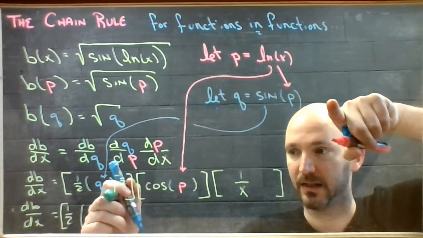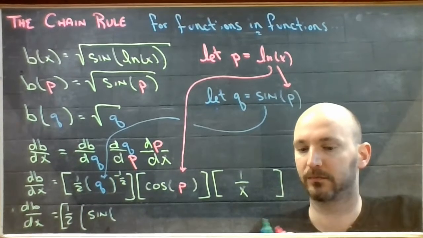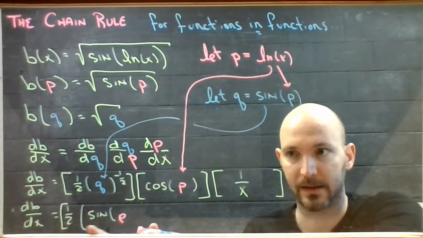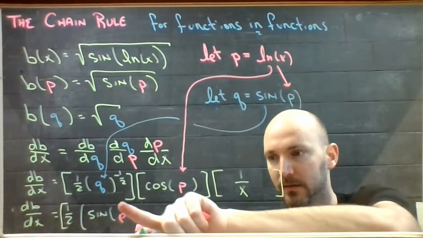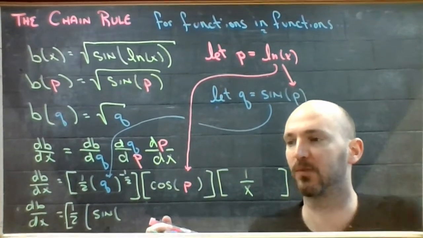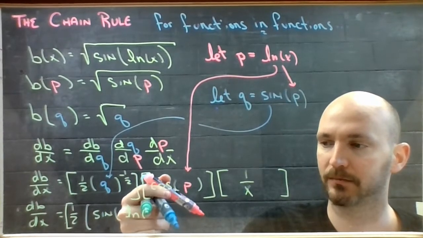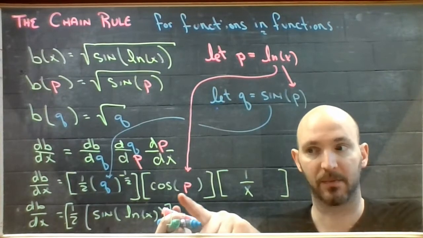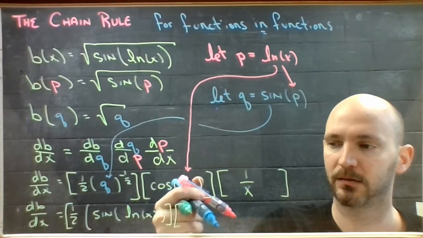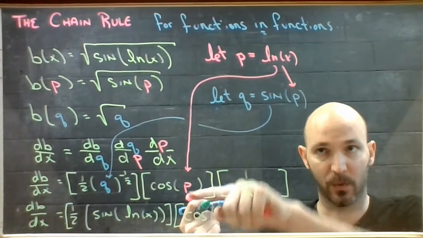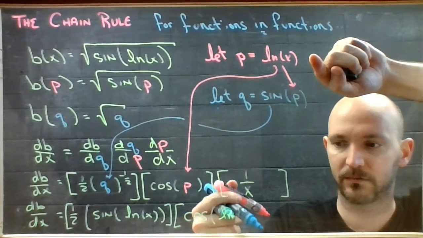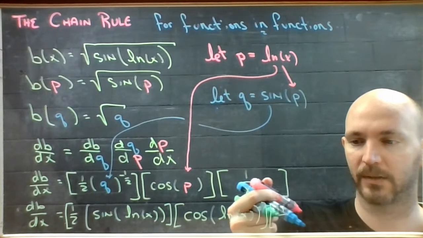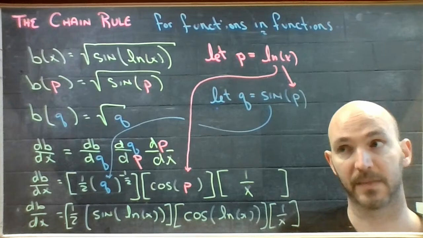Q is sine of p. Right? But I don't want p's, I want x's. So I have to find p in terms of x. That's here. So don't write p. Write what p is worth: ln x. Next bracket, I need the cosine of whatever p is worth, and that's here, cosine of ln x. And the last box, I already have x's. So there you go, I'm done.